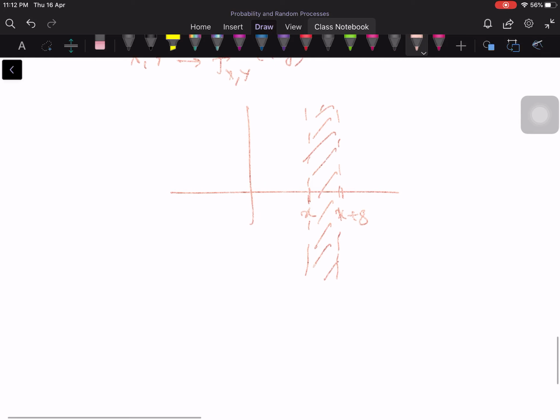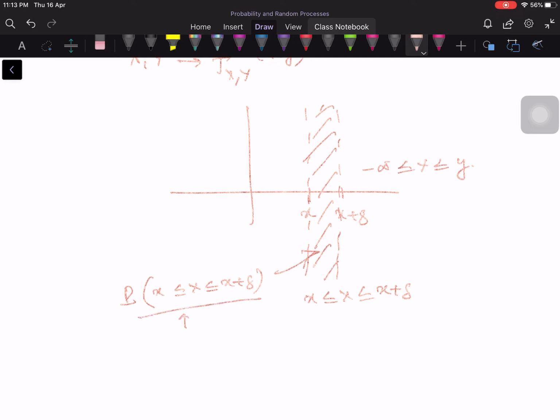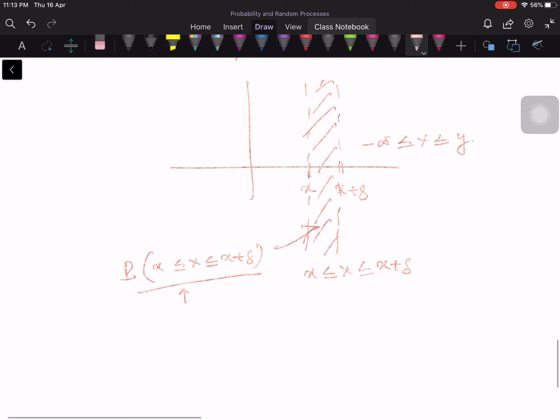So look at this figure. Your x lies between x to x plus delta. What about y? It lies between minus infinity to plus infinity. Now how do you describe this event mathematically? Probability of your x lies between little x to x plus delta. This is my probability. Now how do you find out this probability? Then let's see how we can do that.